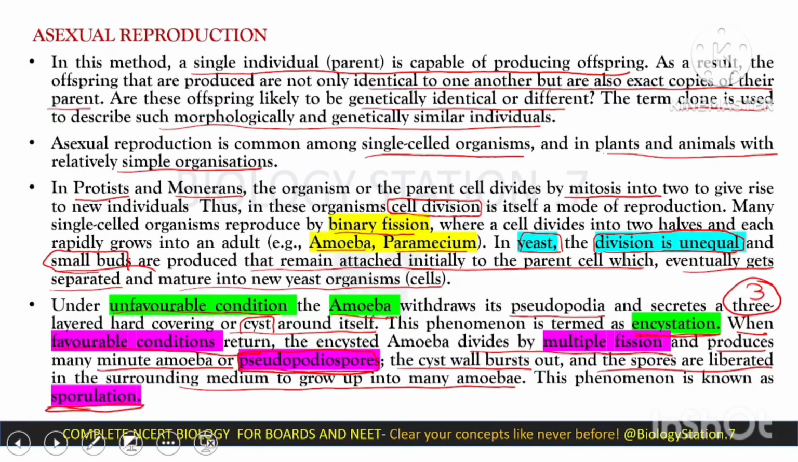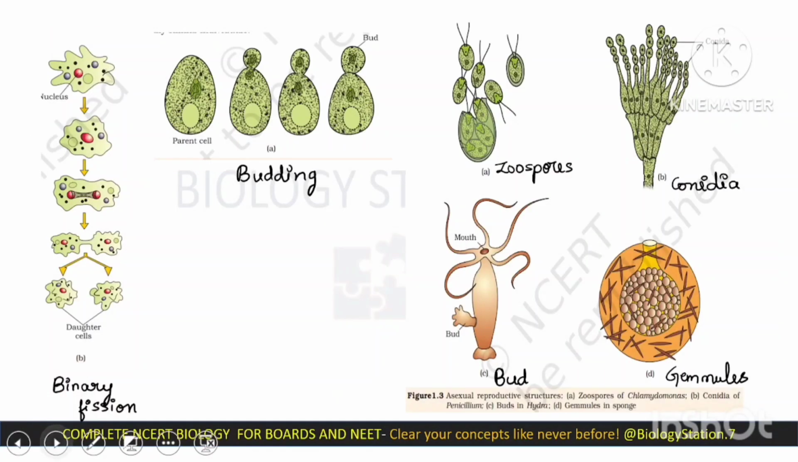In unfavorable condition, it withdraws pseudopodia and secretes a three-layered hard covering, which is called a cyst, and when the favorable conditions return, inside the cyst the amoeba divides by multiple fission and gives rise to minute pseudopodiospores, and the cyst wall bursts and these pseudopodiospores are released into the surrounding medium, and each pseudopodiospore gives rise to a new amoeba. This phenomenon is called sporulation.